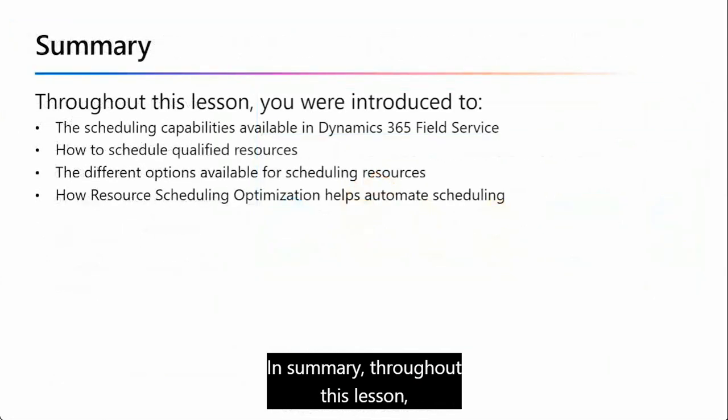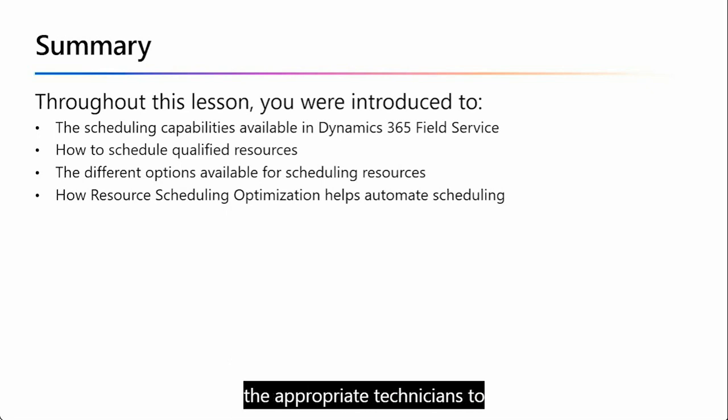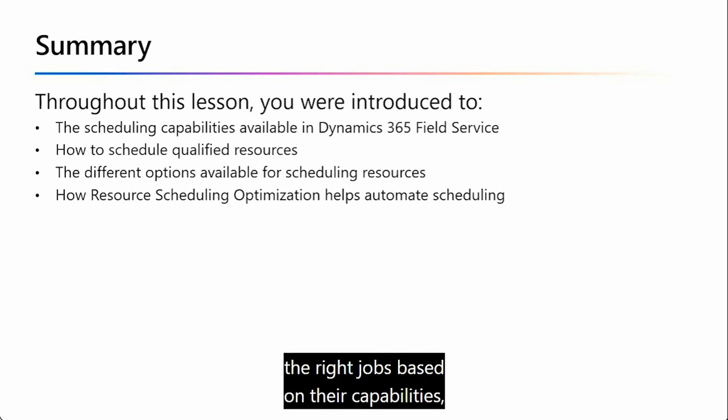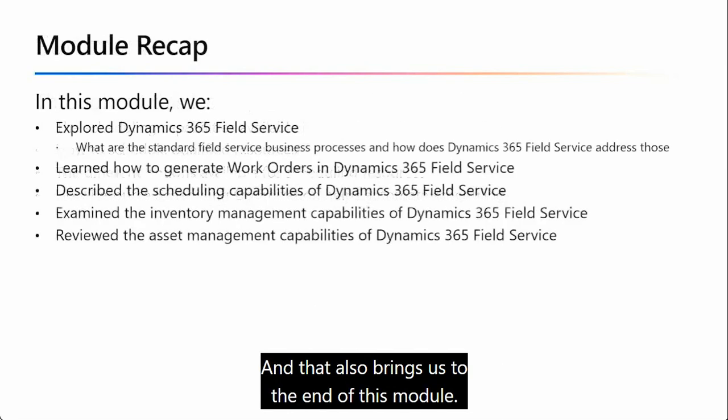In summary, throughout this lesson, we were introduced to the scheduling capabilities available in Dynamics 365 Field Service. We also saw how we can schedule qualified resources, the appropriate technicians to the right jobs based on their capabilities. And we saw the different options available for scheduling resources. And finally, we looked at how resource scheduling optimization helps to automate scheduling. And that also brings us to the end of this module.